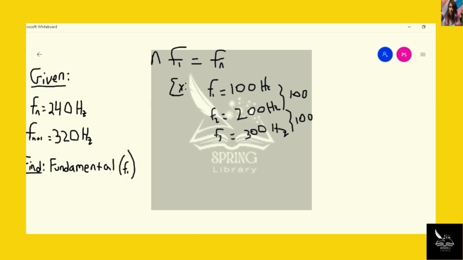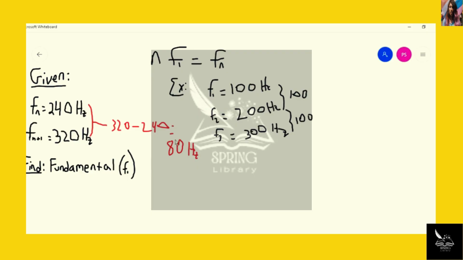So to answer this question, since we know that 240 and 320 are adjacent successive harmonics, all we need to do is subtract: 320 minus 240 is equal to 80 hertz. And that's actually our answer. The fundamental frequency is going to be 80 hertz.